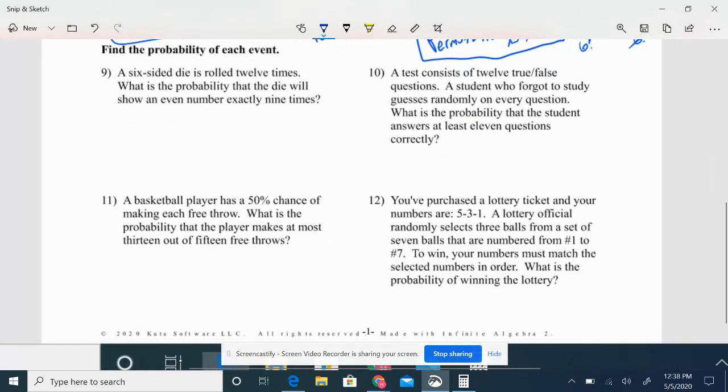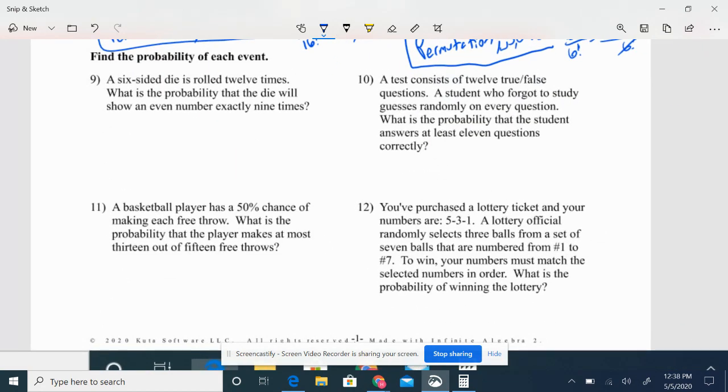Now let's take a look. Find the probability of each event. Now here, take a look. I'm going to be looking at a 6-sided die that is rolled 12 times. What is the probability that the die will show an even number exactly 9 times?